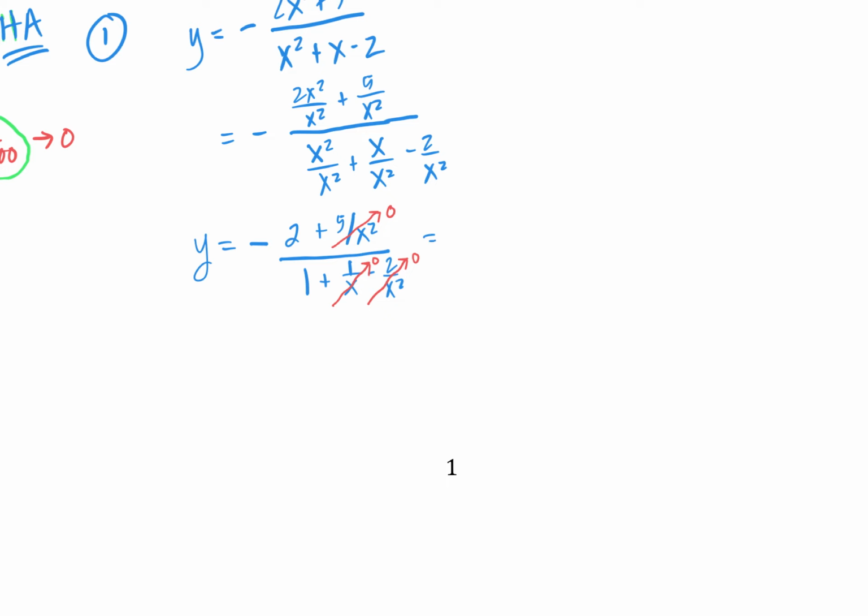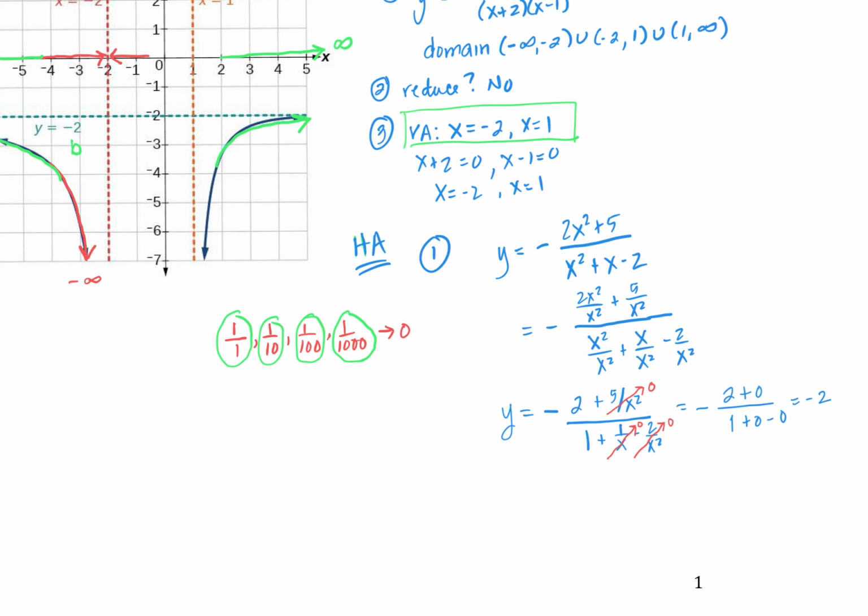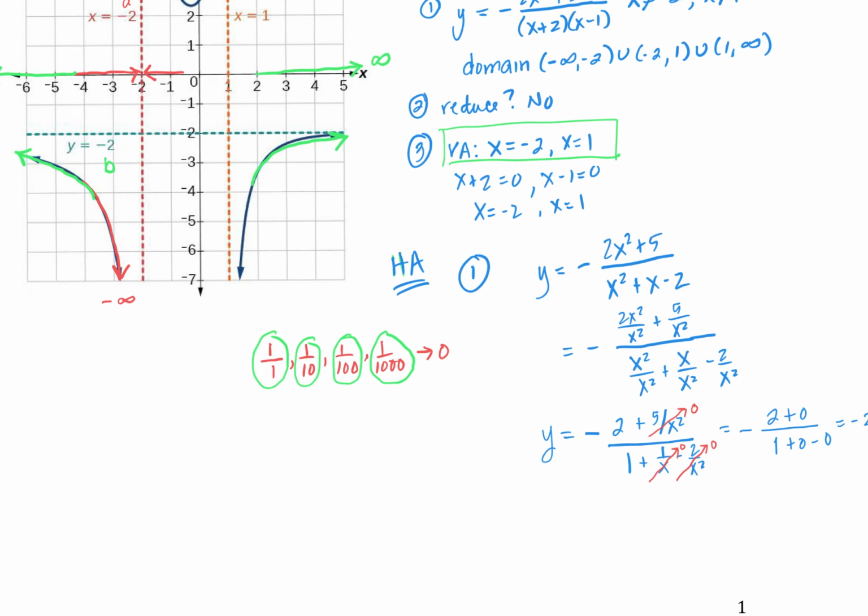So this is going to be a negative, we have that negative in front of the fraction bar. 2 plus 0, that's what it's getting close to, over 1 plus 0 minus 0, or negative 2 over 1, which would be negative 2. And in our graph, you notice that that is our horizontal asymptote. It's y equal to negative 2.